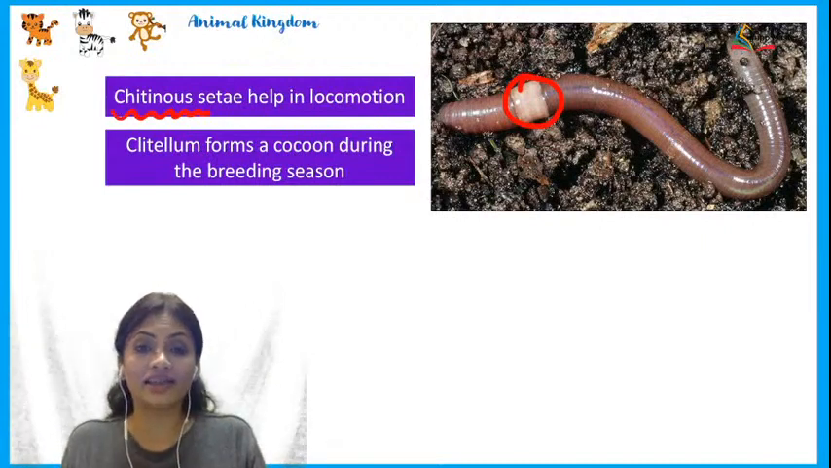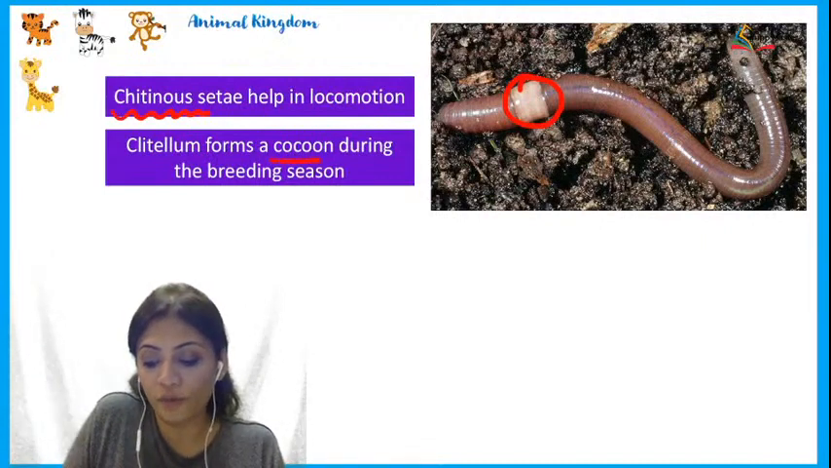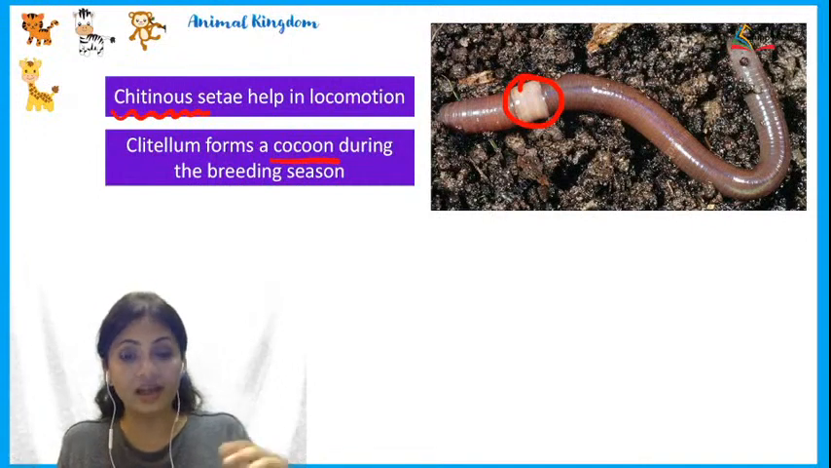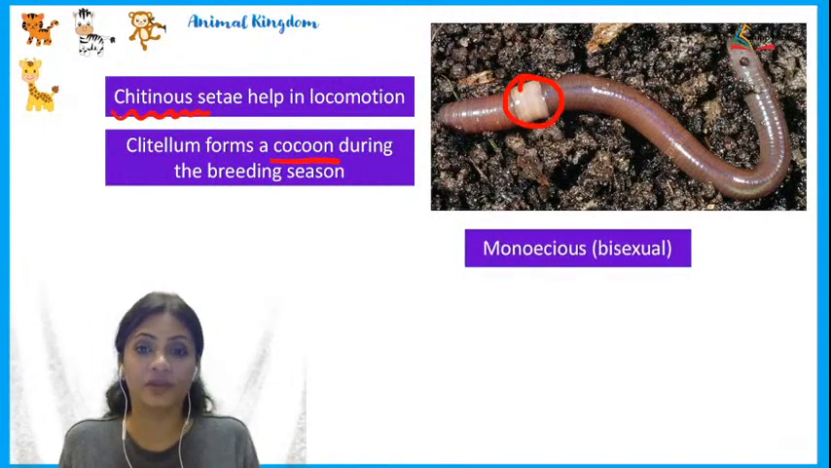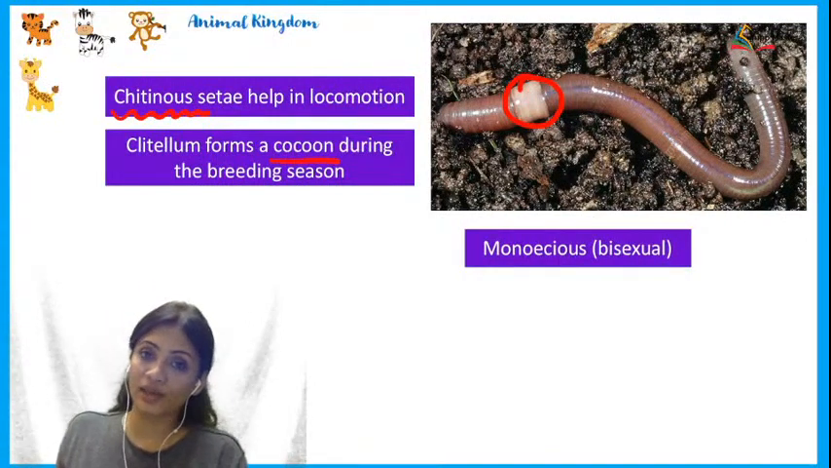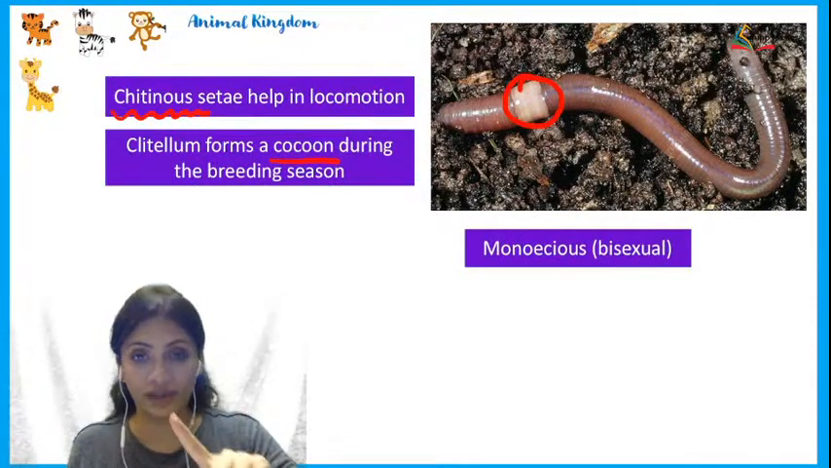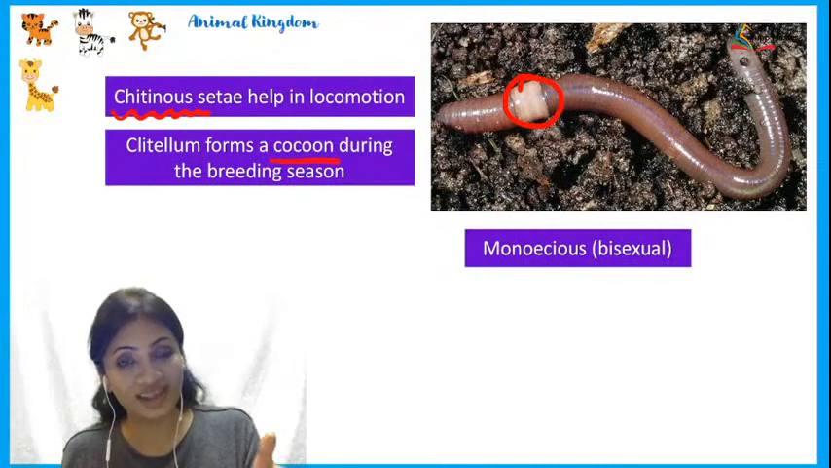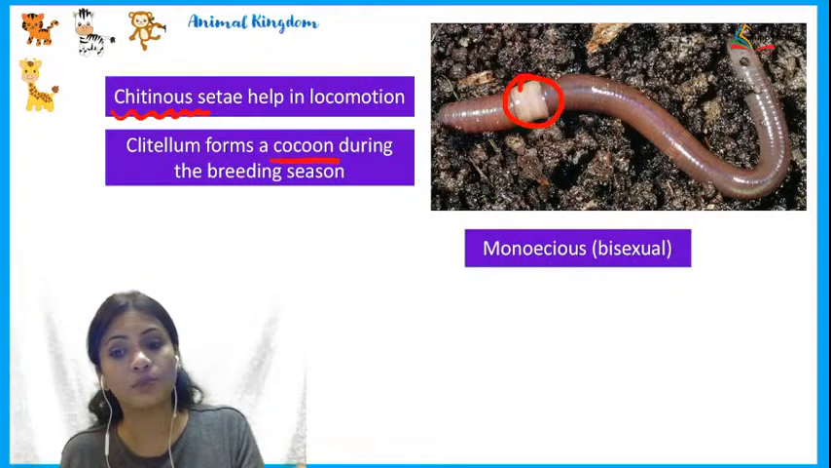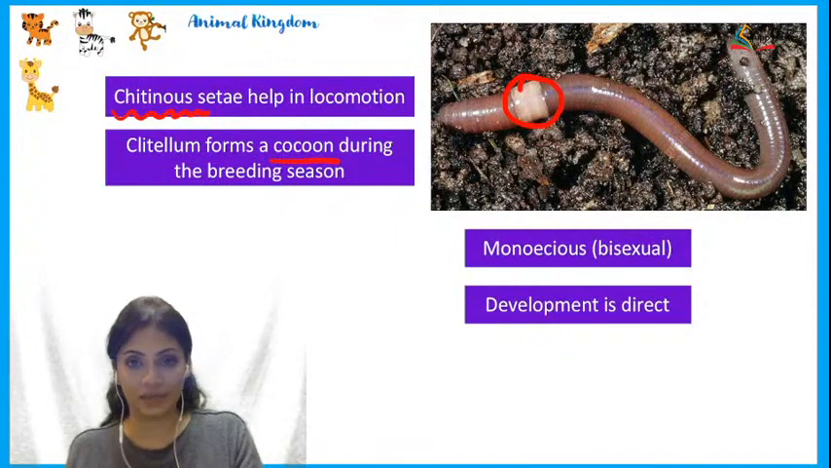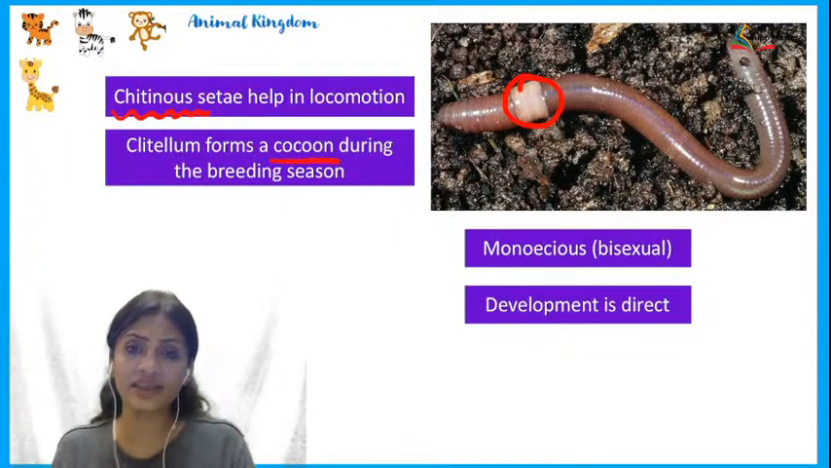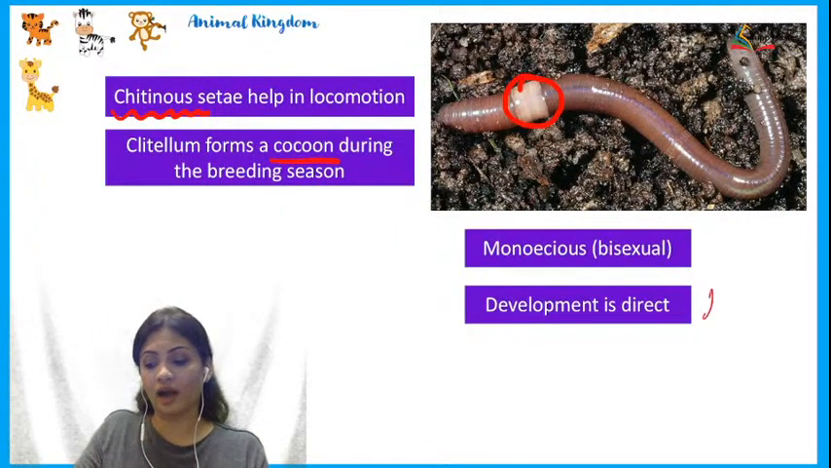So, it is the clitellum which is helping that earthworm form a cocoon during its breeding season in order to protect its young one. We see that these are bisexual animals, which we can call monoecious, which means that on one organism, the male reproductive organs and the female reproductive organs both would be present at the same time. The development here is direct, which would mean that there is absolutely no larva form present.